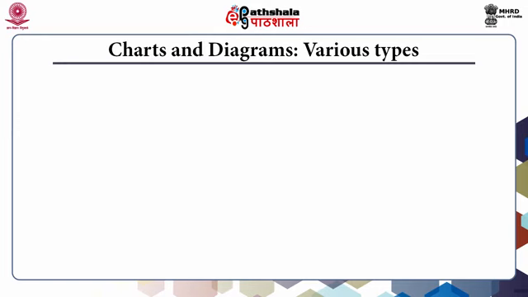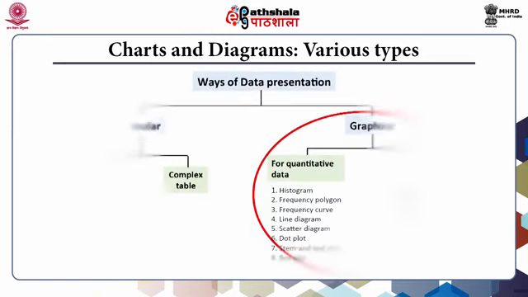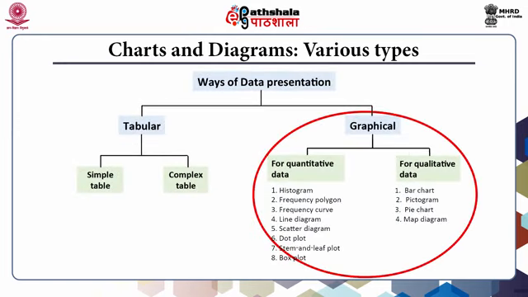Different types of charts and diagrams. For graphical presentation of data, there are different ways which are used for quantitative representation of data and qualitative representation of data. For example, histogram, frequency polygon, frequency curve, line chart, scatter diagram, dot plot, stem and leaf plot, box plot, etc. are used for quantitative data, while bar chart, pictogram, pie chart, etc. are used for qualitative data.